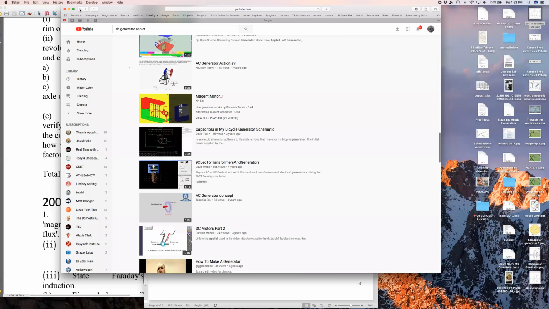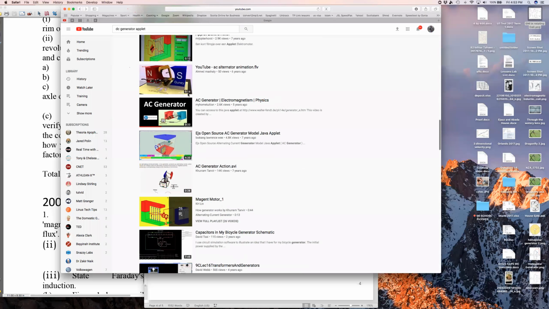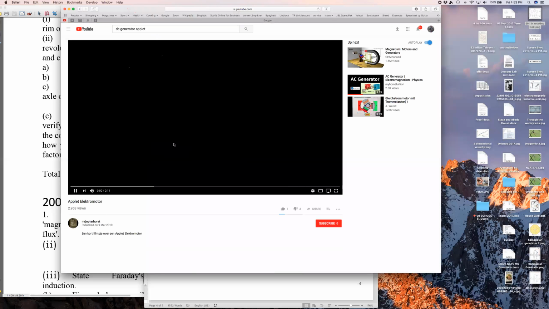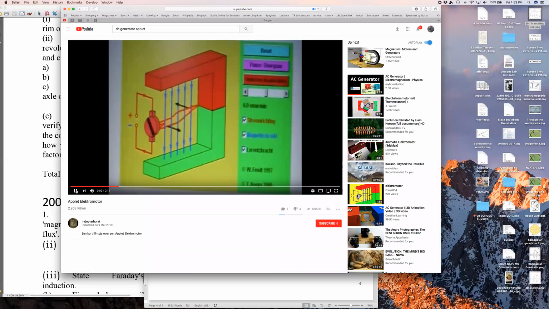But let's look at the DC generator using the same program. This is the DC generator here. When you look at this, I want you to focus on the EMF induced right there. Now, according to our left or right-hand rule, if the field is down and the motion is to the left, the current will be induced in that direction.